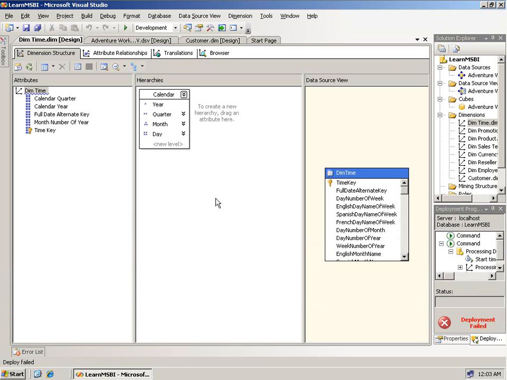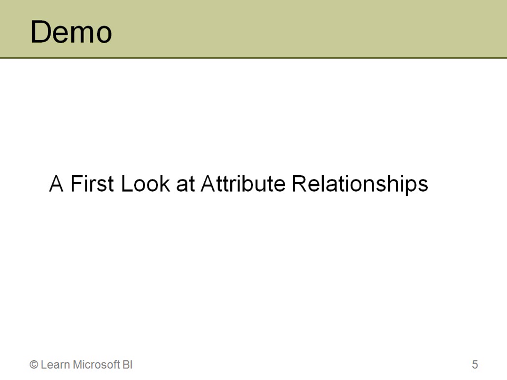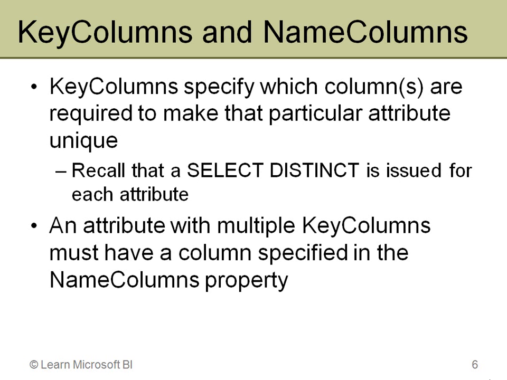So let's go back to the slides, explain what's going on, and I'll come back and I'll fix it in both 2005 and 2008. And there are a couple of ways of doing that in each one. There's the right way, and there's a way in 2005 that it would have caught this same error, and I'll show you how to do that as well. So back in the slides, let's talk about the key columns and name columns. These are two properties of an attribute, and they are extremely important.